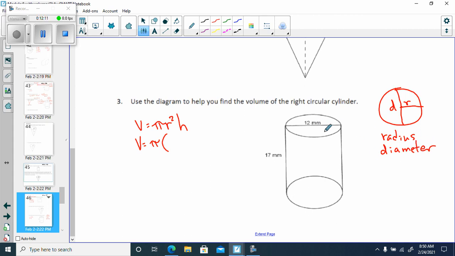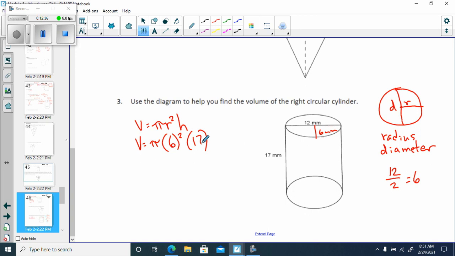So to find the radius when that's our diameter, you'd say 12 divided by 2, which is 6. Our radius would be 6. Halfway across is 6 millimeters. Our radius is 6. What's our height? The distance between our two bases? It's 17. Okay, now we put the numbers into our calculator.